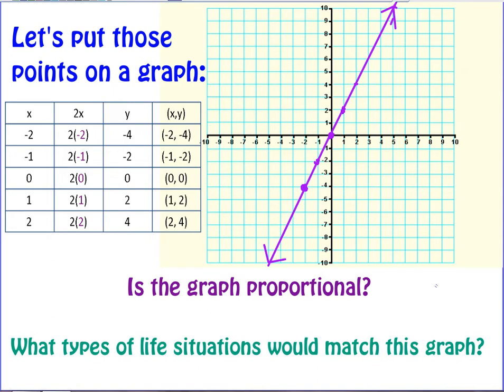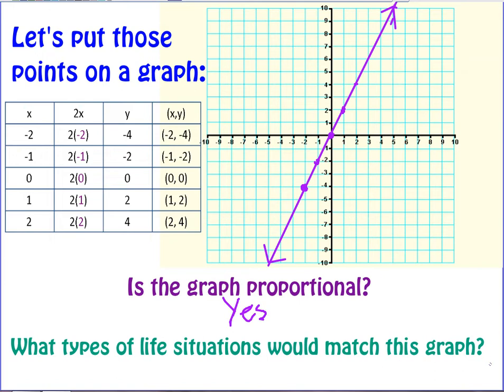Is this graph proportional? Yes, definite yes. We go through the point 0, 0. It's a straight line, which means steady rate of change. That's what gives us a proportional situation or relationship.